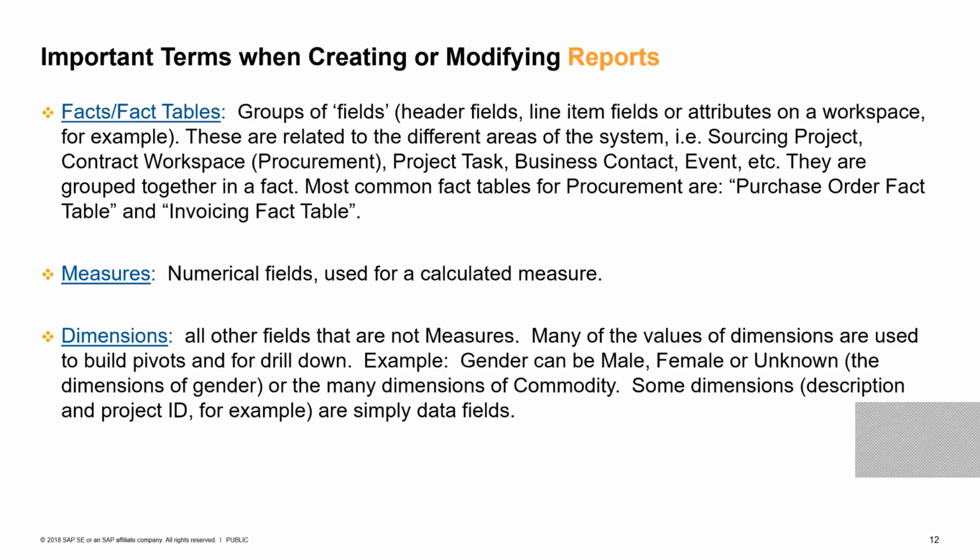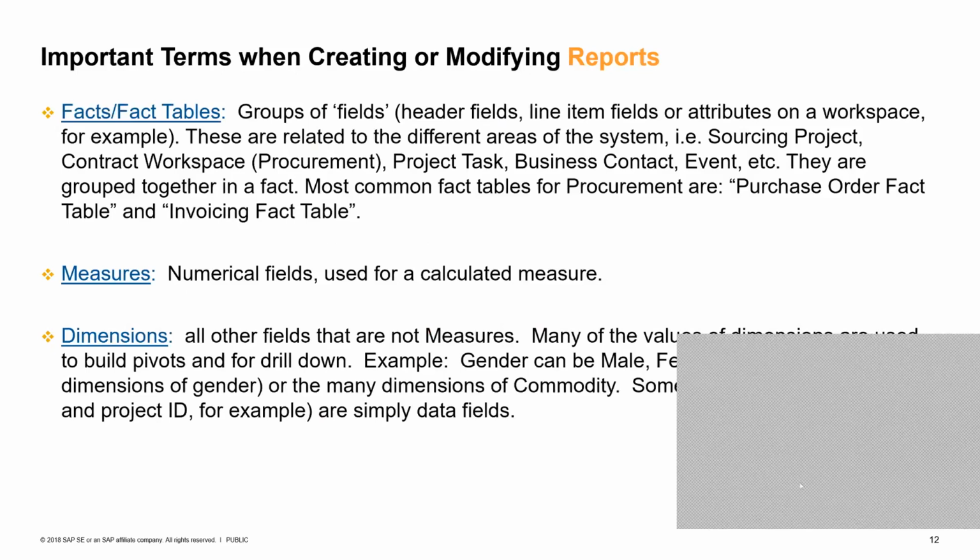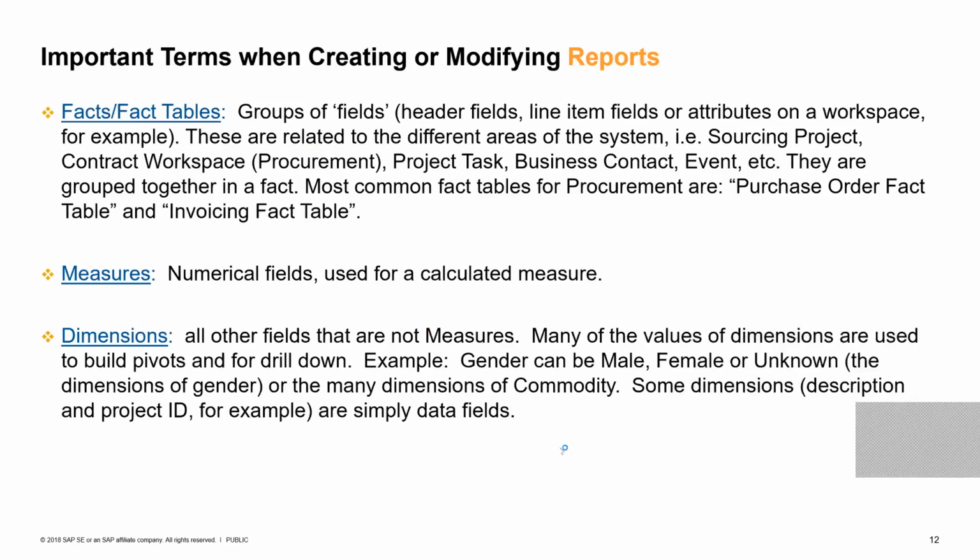We have what we call the fact tables. They are groups of fields on the header and the line item, and they are related to different areas of the system. So we have different fact tables for procurement, for sourcing, and all these groups of fields are grouped together in a fact.